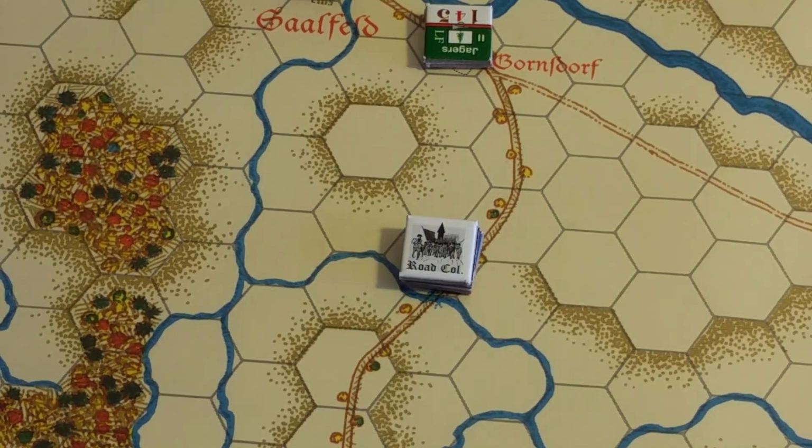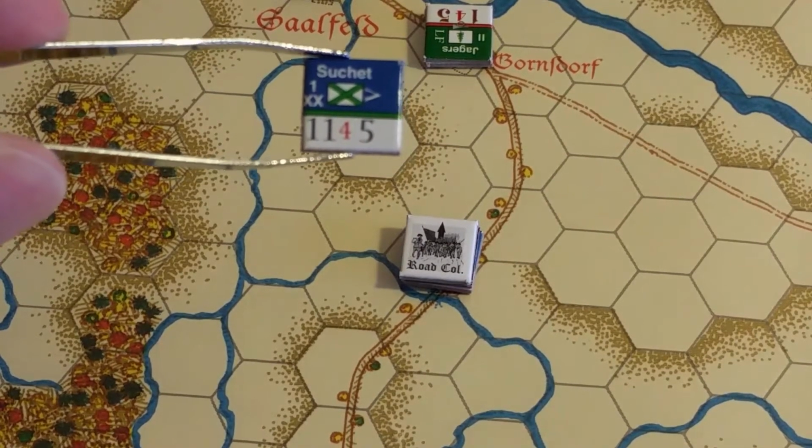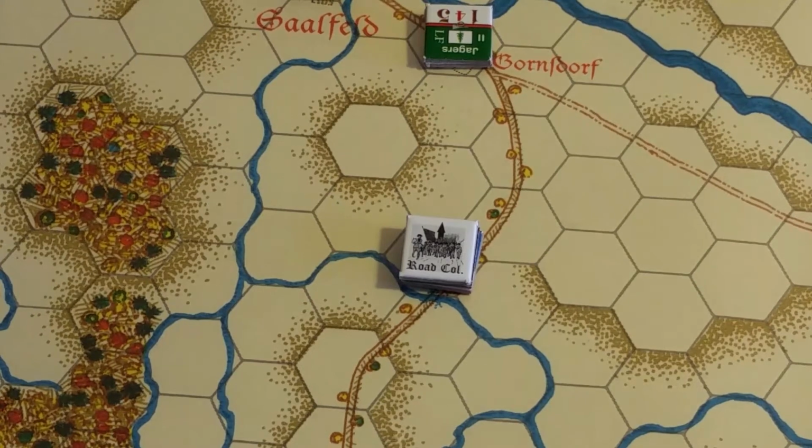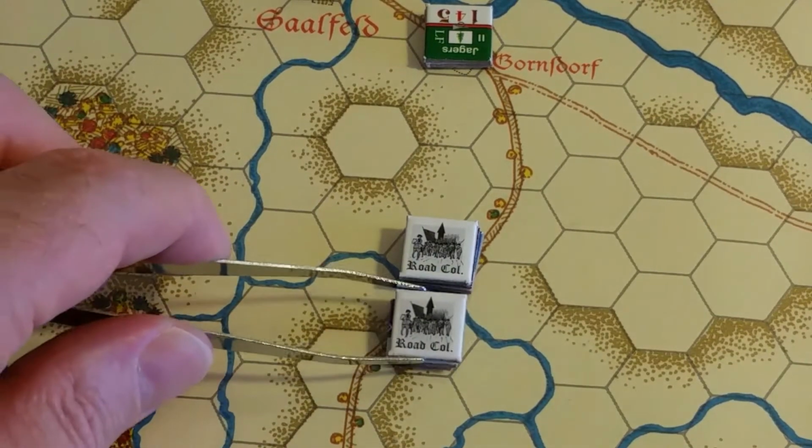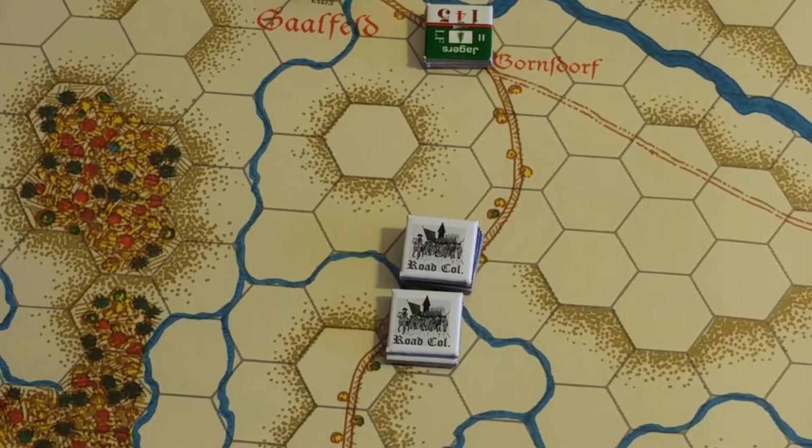And then I'm going to have Suchet come up behind them, also using road column. But Suchet has a movement potential of 5 instead. So go 1, 2, 3, 4, 5, coming right up behind, like that. I think that's the French movement.